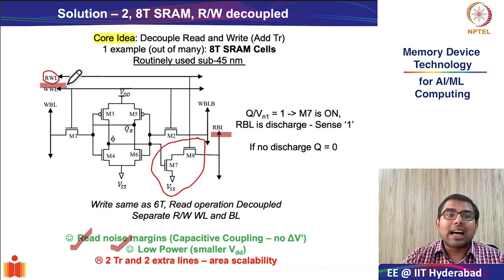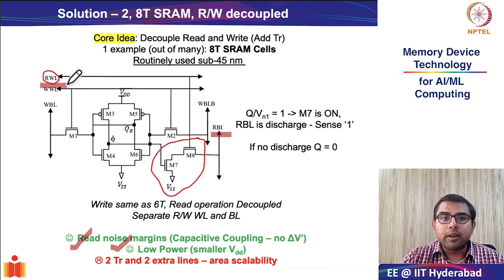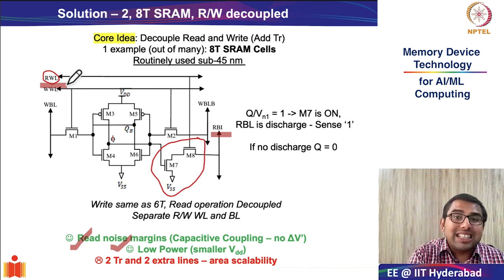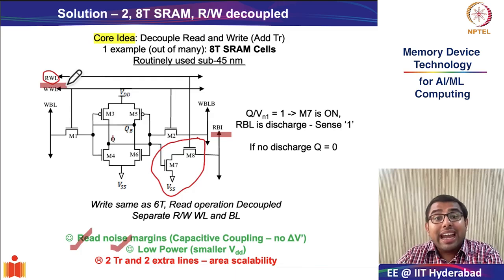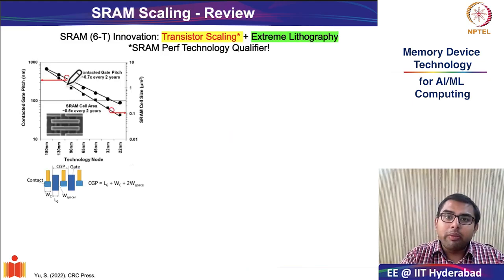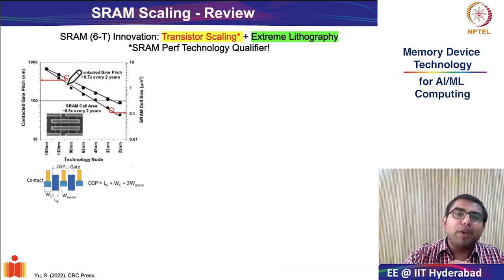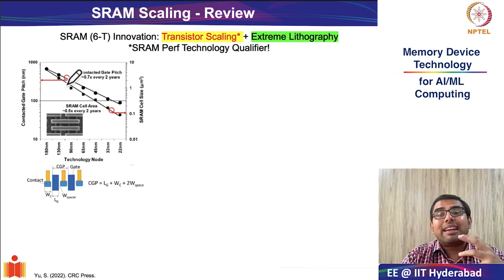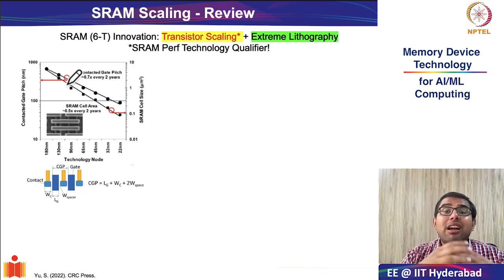Okay, so this is how you are trying to circumvent, using 2 different techniques, both biasing schemes and the 8T SRAM cell, the problem of conflicting read and write requirements. Okay, so the last part of our discussion on SRAM cell, with which we will conclude, is this brief review of the technological innovations which are driving improved performance in SRAM cells.